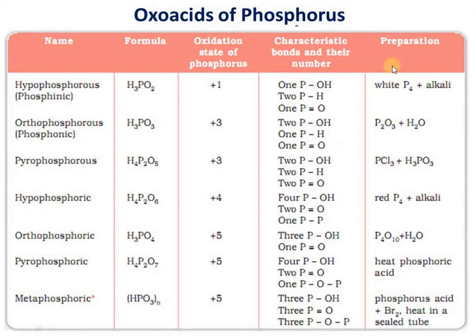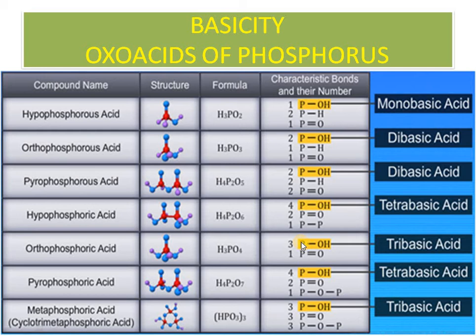In regard to preparation, there are methods like phosphorus with alkali, P2O3 with water, PCl3 with water, red phosphorus with alkali, P4 with water, heating phosphorous acid, and phosphorous acid with bromine heated in a sealed tube. Let us discuss in detail how we can draw the structures.